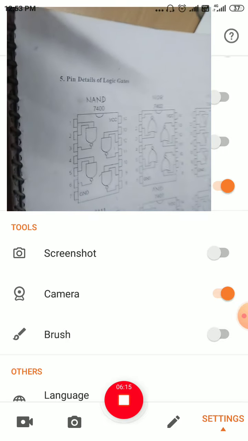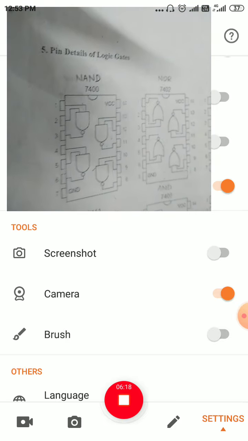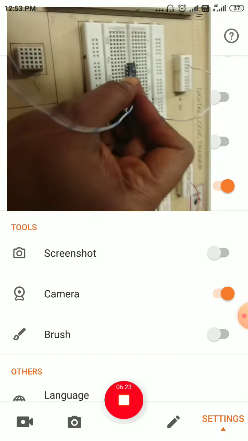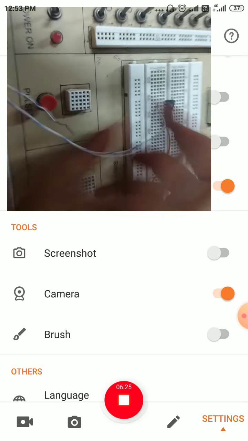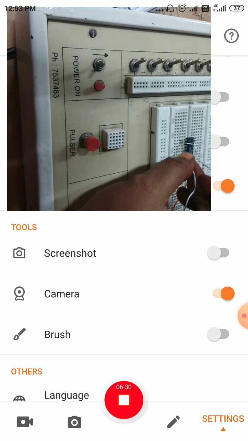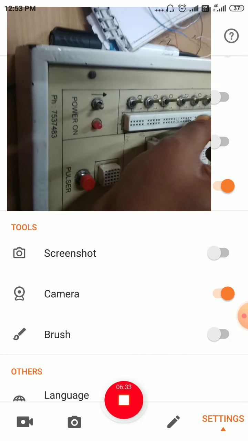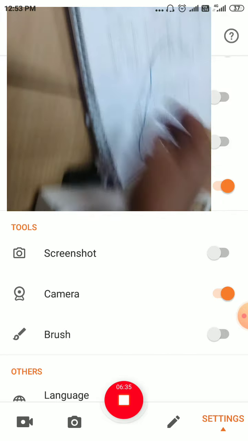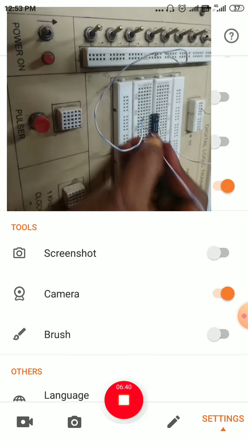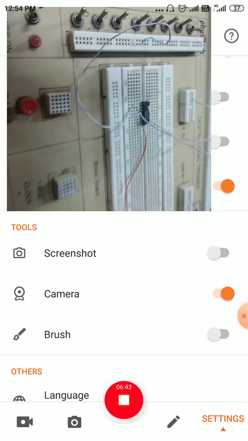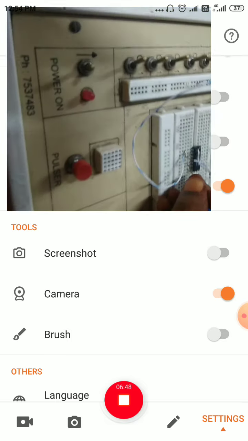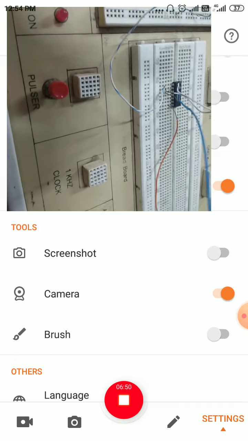Now I am verifying the first gate. 1 and 2 are the inputs, 3 is the output. I connect the first pin to the toggle input switch, and the second pin is the input, and the third pin is the output.